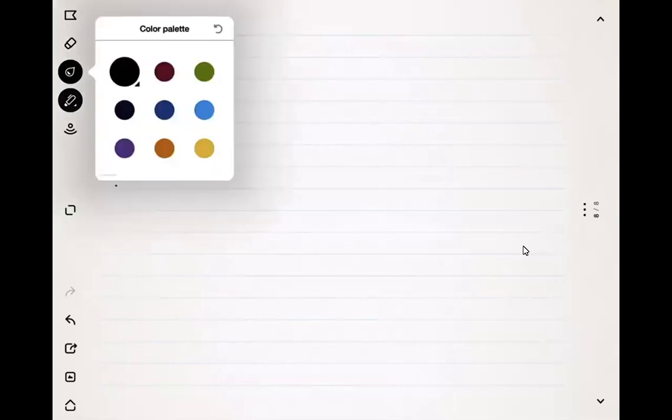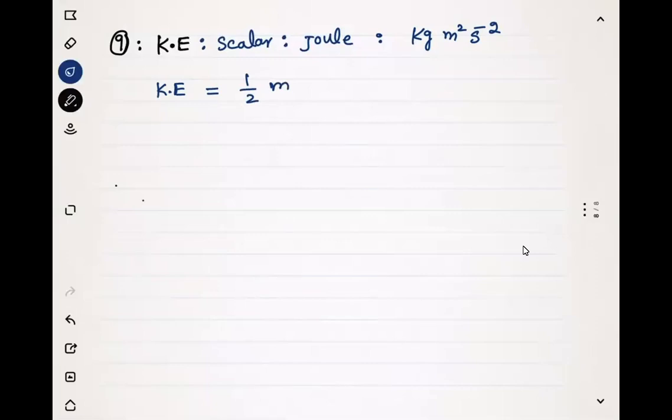In the previous slide, we have covered the first 8 quantities and derivation of their base units. Quantity number 9 is kinetic energy, and the interesting thing is it's also an energy. All the forms of energies are scalars. Its unit will be joule, and its base unit will be same as work, kilogram meter square second minus 2. We can prove the same base unit using the formula for kinetic energy, which is 1 over 2 into m into v square.